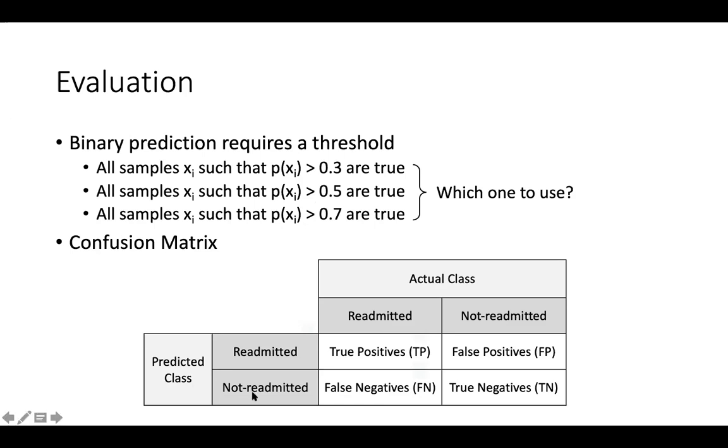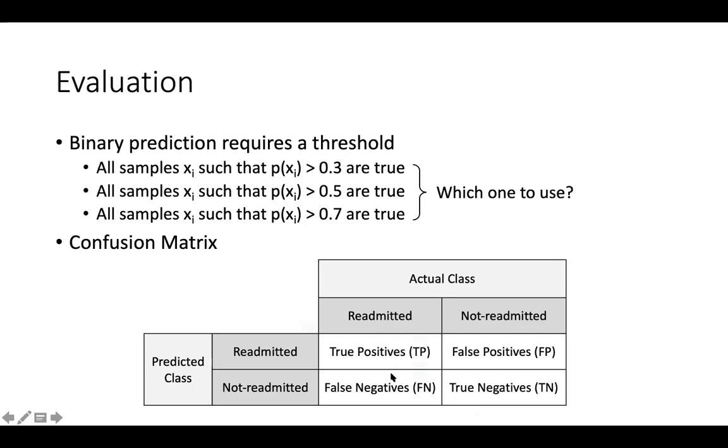In this case, we can use something called a confusion matrix, and this is still a readmission prediction task. So we can have 4 cells. The rows represent the predicted class, readmitted and not readmitted, and the columns represent the actual class, readmitted and not readmitted. So this is the prediction. This is the ground truth.